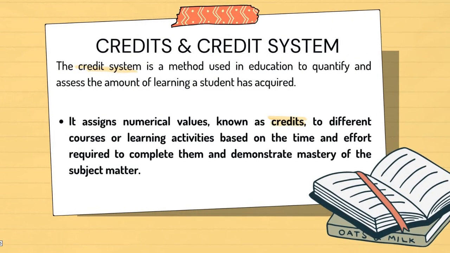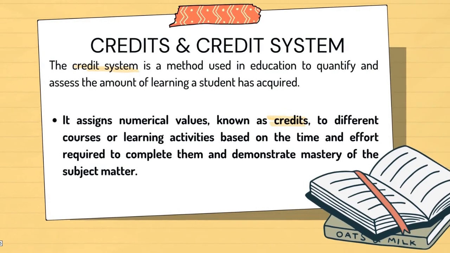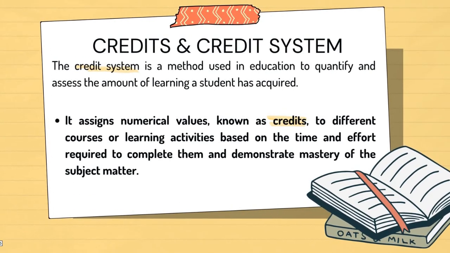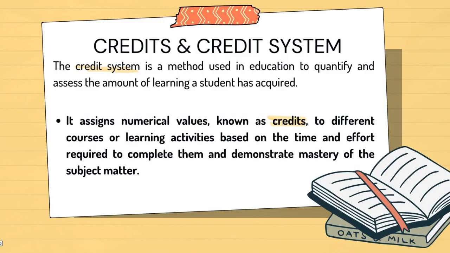First of all, we must understand what actually credits and credit system is. The credit system is a method used in education to quantify and assess the amount of learning a student has acquired. It assigns numerical values, also known as credits, to different courses or learning activities based on the time and effort required to complete them and demonstrate mastery of the subject matter.